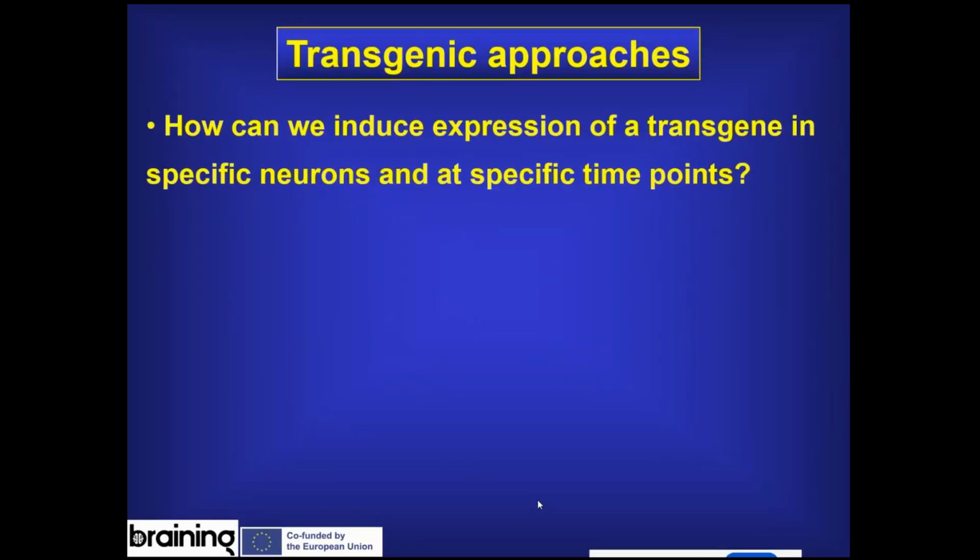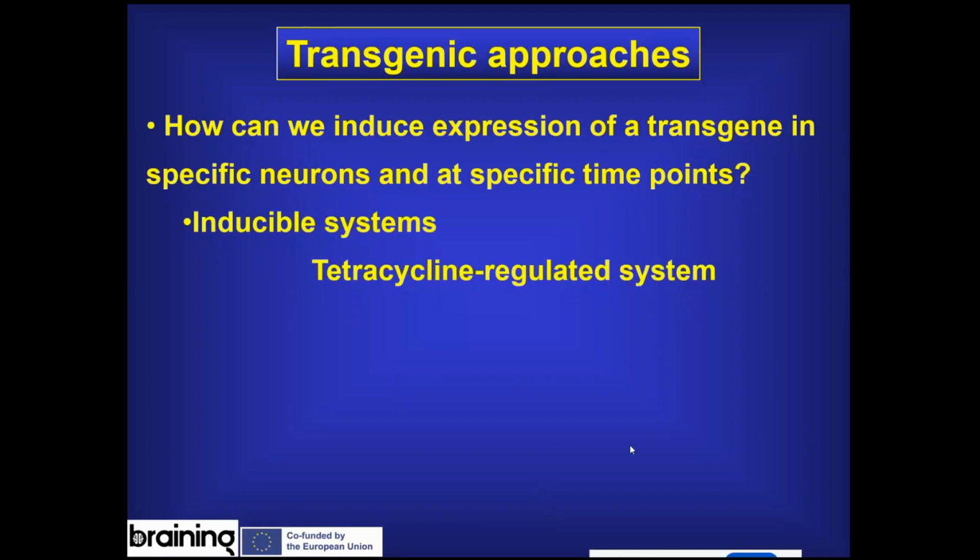Now, what I explained to you is just transgenic mice that overexpress something, even exogenous, all the time. But we can also induce the expression of a transgene in specific neurons and at specific time points by using an inducible system. This is a system we borrowed from bacteria, because we know that when bacteria are under antibiotics, they change their physiology completely. One way is to change the expression of genes. So they have a transcriptional tetracycline, which is an antibiotic-regulated system.